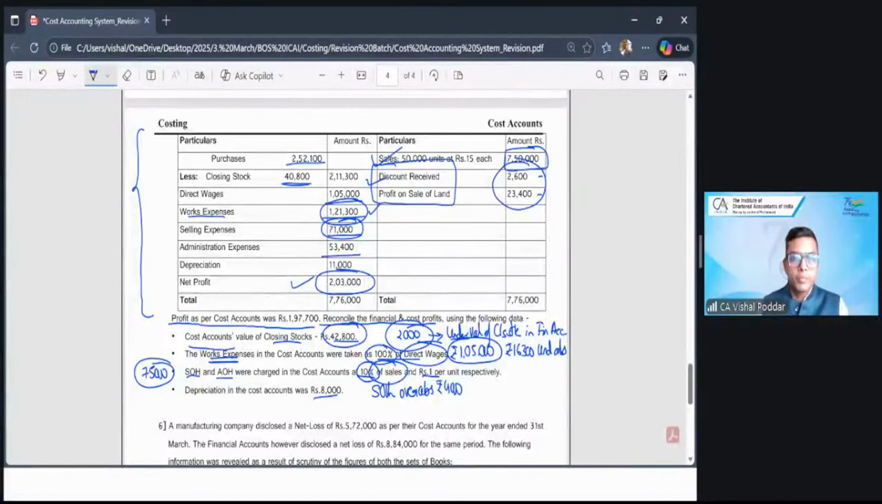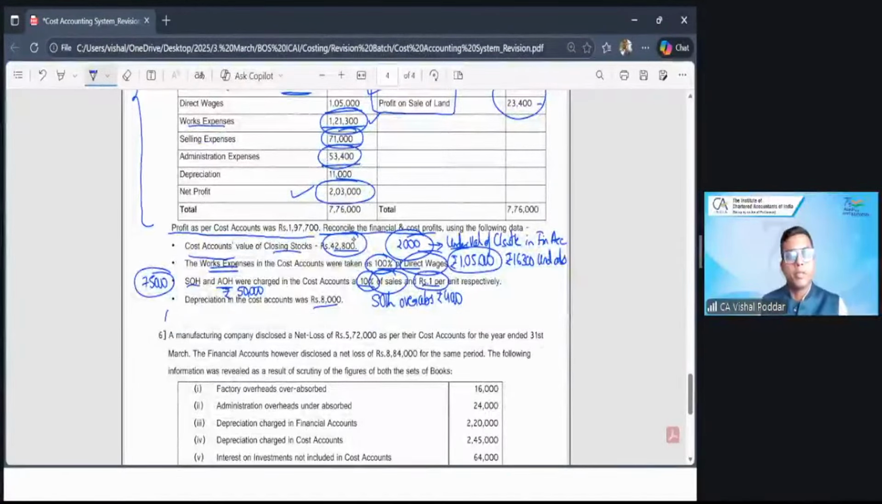Next comes admin. What is given for admin? It is 1 per unit. So units are 50,000. So as per 1 per unit, this will be 50,000 rupees. Now, the financial book shows 53,400. We are showing 50,000. So what will be the adjustment?